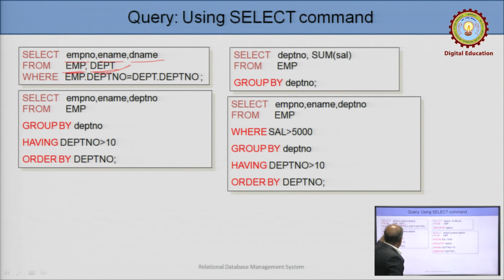Next we have the query: select employee number, employee name, department number from EMP, group by department number. So first grouping will take place. Here we have not used the where clause. As I told earlier, we can omit some options also. So we are not using any where clause, which means we are performing our query on all the records. Group by department number, so department number wise grouping will take place.